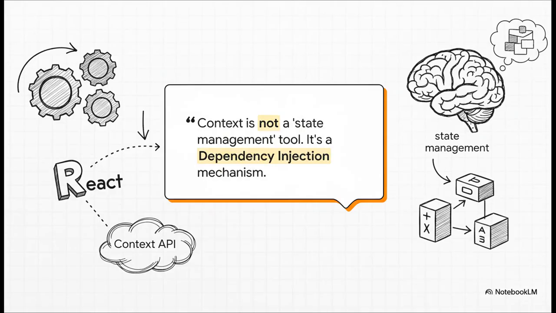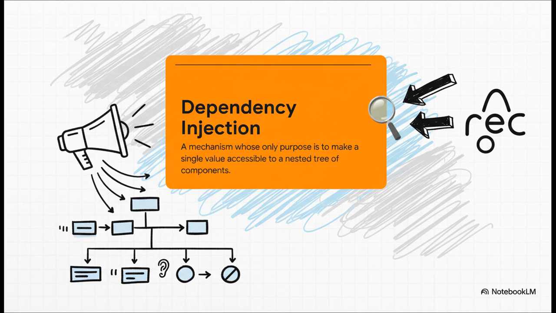Now, to solve this prop drilling problem, a lot of us immediately reach for React's Context API. But hold on. Here's a really crucial insight from Mark Erickson, one of the Redux maintainers. He says that thinking of context as a state management tool is fundamentally a misunderstanding. So, if that's not its main job, what is it actually for? The answer is dependency injection.